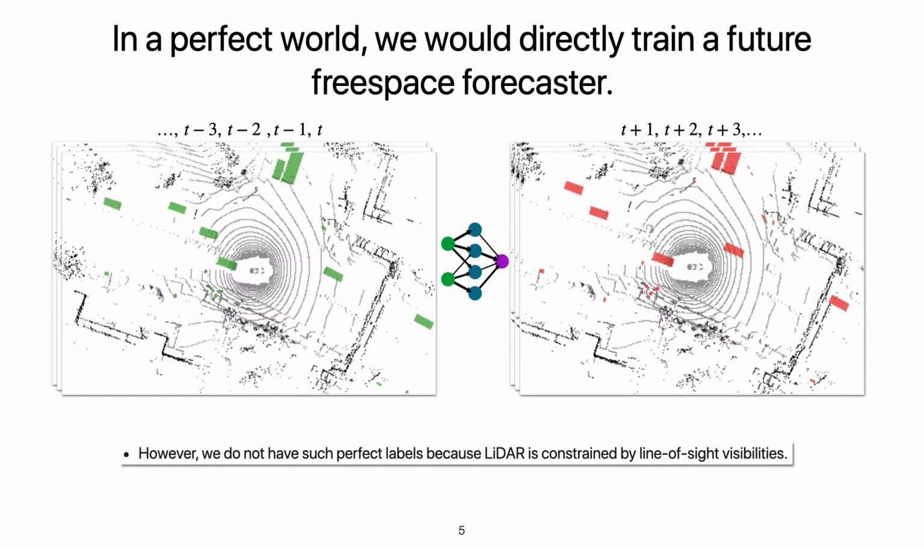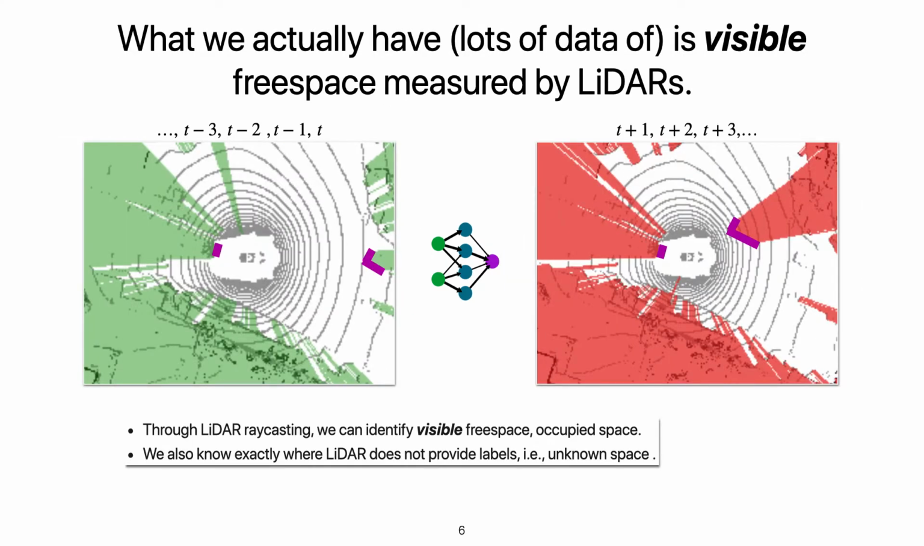In a perfect world where we have all the labels for free space versus occupied space, we would directly train a future free space forecaster. However, we do not have such perfect labels because LiDAR sensors are constrained by line-of-sight visibilities. The labels we actually have are visible free space and visible occupied space. Given LiDAR measurements and LiDAR sensor pose, we can perform raycasting to identify them. We also know exactly where LiDAR does not provide labels, that is, the unknown space, visualized here as shadow behind objects.